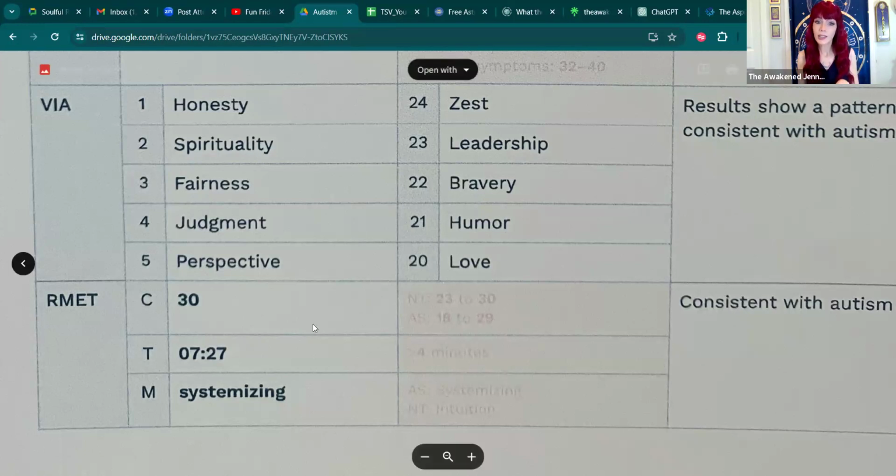And so I actually did really good. I got a score of 30, and most neurotypical people get a score of 23 to 30. Most autistic people get a score of 18 to 29. So I actually did better than most autistic people. But here is where it got me: it took me 7 minutes and 27 seconds to do that test, and it usually takes a neurotypical person under 4 minutes because they're more intuitive about it. They look at it, and they just instinctively know that this is what that means.